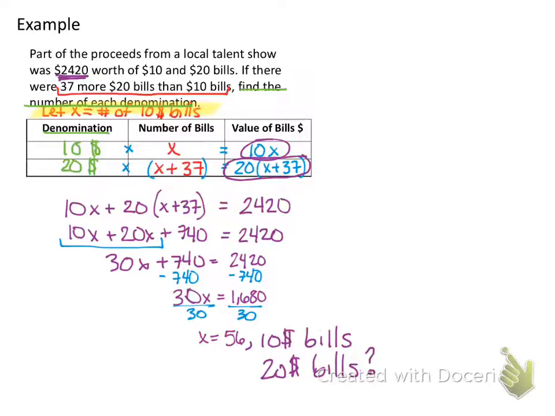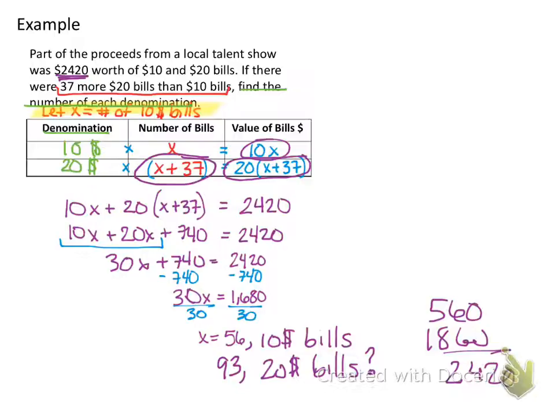Well, remember there were 37 more than the number of $10. So 56 plus 37, there are 93 $20 bills. And we could check our math by doing 56 times 10 plus 93 times 20. Adding those two things together, we should get the total 2,420. That's just a quick check.